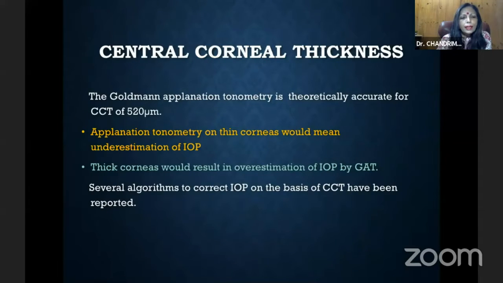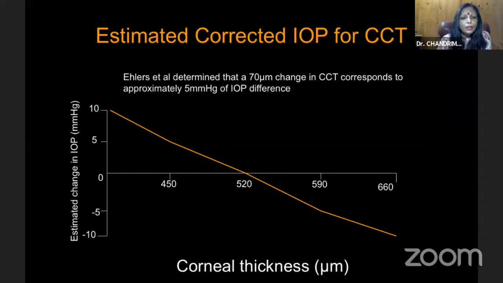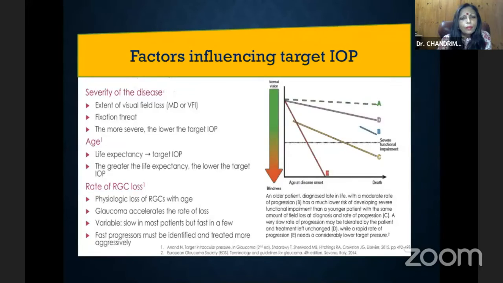Central corneal thickness. As we all know, the normal CCT is about 520 microns, and underestimation and overestimation occurs. As you see in the graph there, about a 70 micron change in CCT corresponds to 5 millimeters of IOP difference. So the factors influencing target IOP: severity of disease, the extent of visual field damage, fixation threat. The more severe, the lower the target IOP.